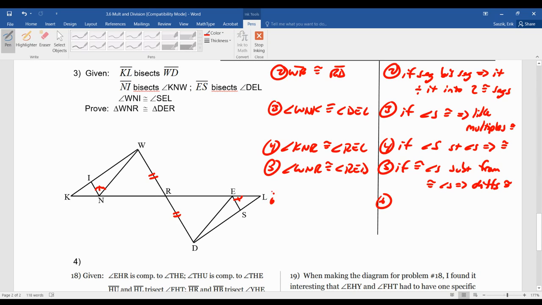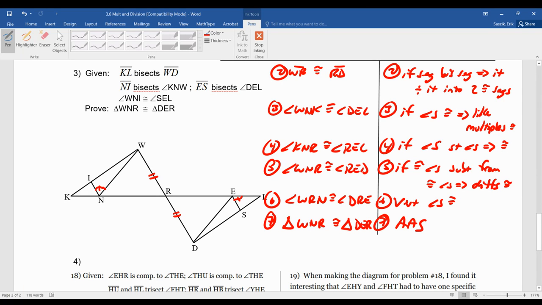I want you to know you could have used the supp business. A couple of the steps would have been worded a little bit differently, but it would have been the same number of steps. Okay, so we got this angle and this angle. We got this segment and this segment. Remember, I got those angles there, the vertical angles: angle WRN is congruent to angle DRE, from vertical angles are congruent. And now we have triangle WNR congruent to triangle DER, and that's by angle, angle, side.